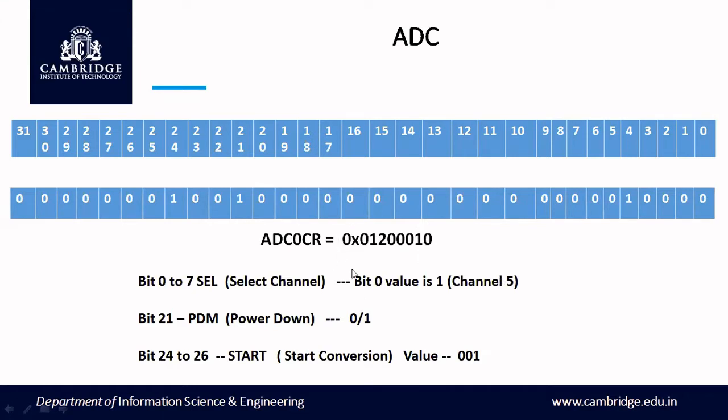This is in hexadecimal. So this is the hexadecimal value that should be stored in AD0CR. In that register, you have to store this value. So you understood how this value has come.